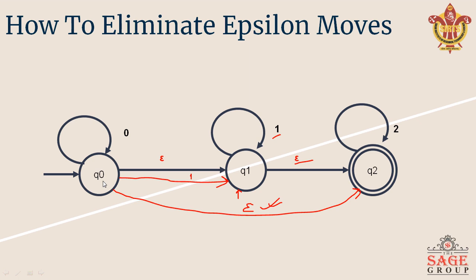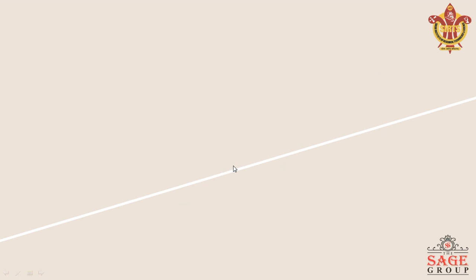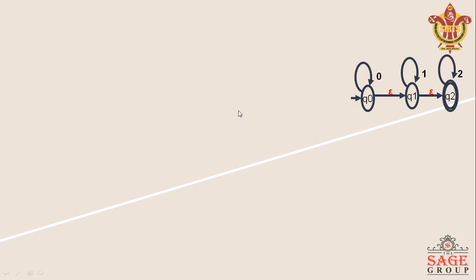And the last rule says if q1 is a final state, make q0 also a final state. So here it is not applicable because this is 1. Definitely it is going to be applicable between q1 and q2. Okay, so remember these 4 rules we are going to apply in this problem. So these are the 4 rules. Hope you have understood them, and I am going to apply them here.